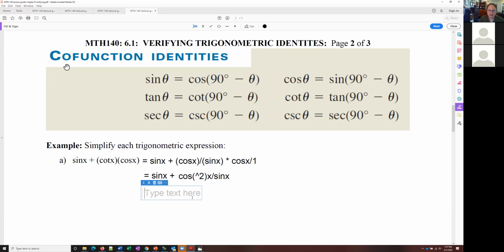Next, I can think about getting a common denominator. If I get a common denominator, that means I'll have both fractions having sine x on the bottom. So my first fraction, I need to multiply the top and the bottom by sine x. So that's going to give me sine squared of x divided by sine of x. And then my second piece is still going to be cosine squared of x divided by sine x.